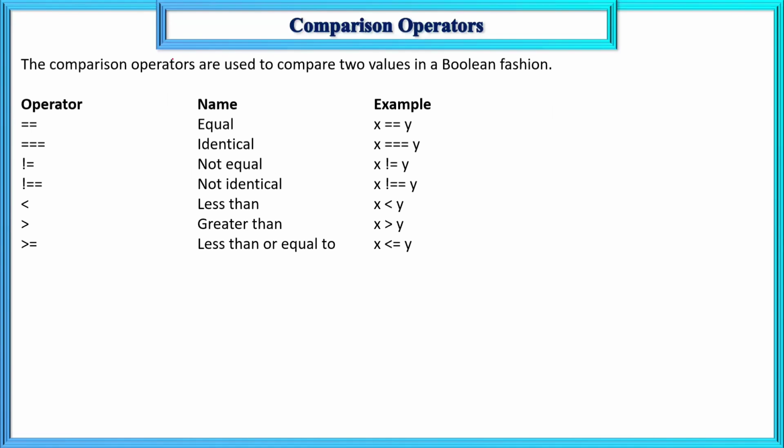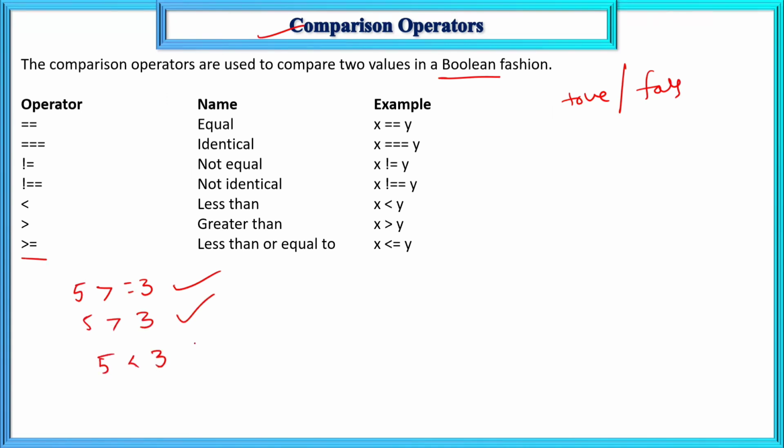Now move to the comparison operator. Here the comparison operator means comparing two values in a Boolean fashion. The result is either true or false. So everyone knows greater than or equal to. Suppose 5 greater than or equal to 3, output is true. 5 greater than 3, output is true. 5 less than 3, output is false. 5 not equal to 3, output is true. 5 less than or equal to 3, false. Now, additionally, this one and this one are available.